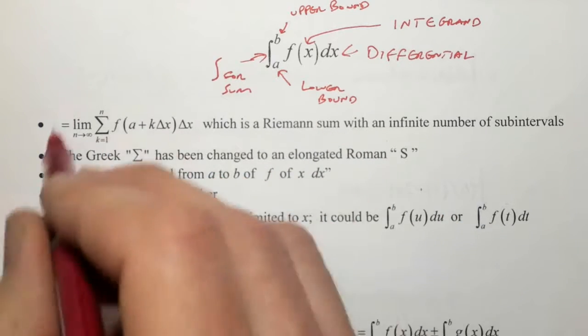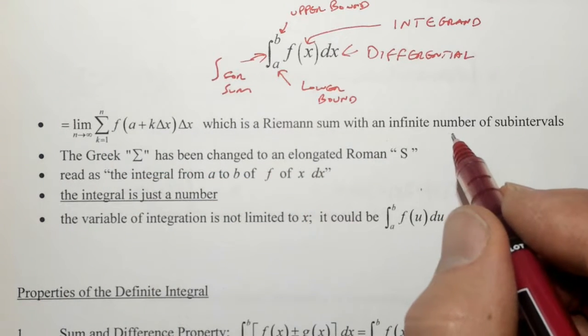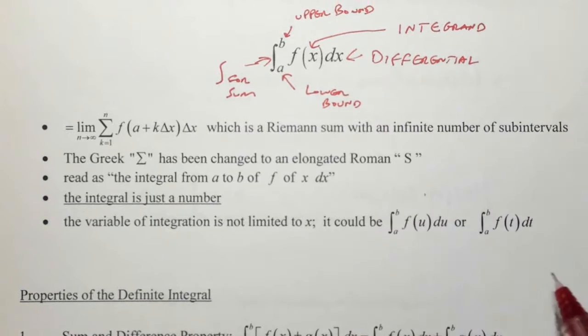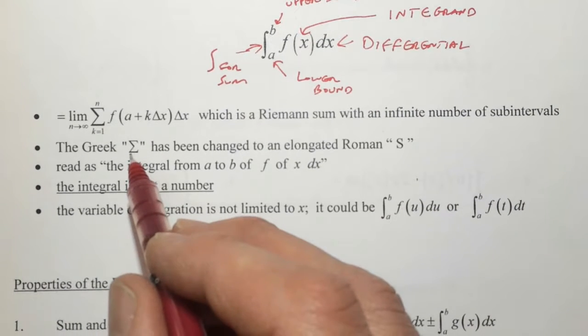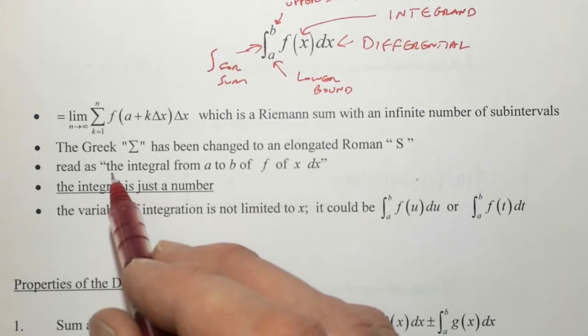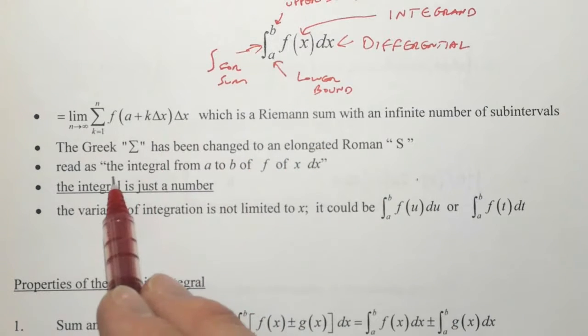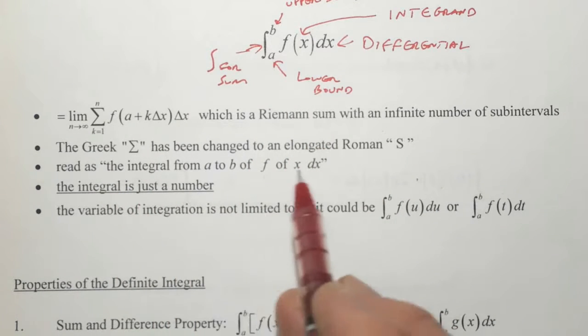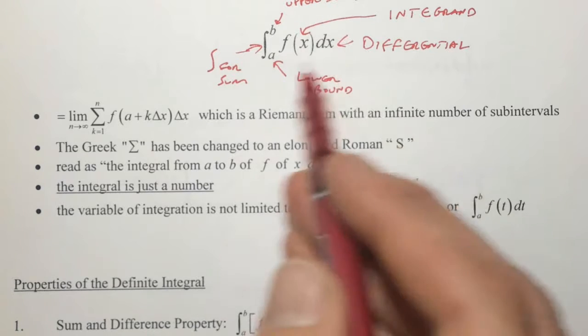What you see right here is the Riemann sum with an infinite number of subintervals. That's what the definite integral is equal to. We change the Greek sigma into the Roman s. And again, this up here is read the integral from a to b of f of x dx. That's how you would say this.